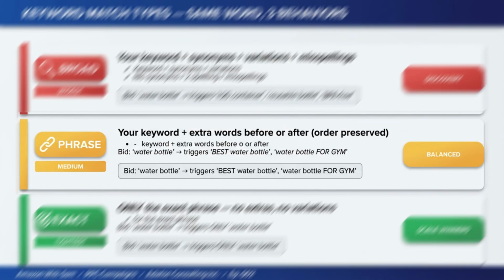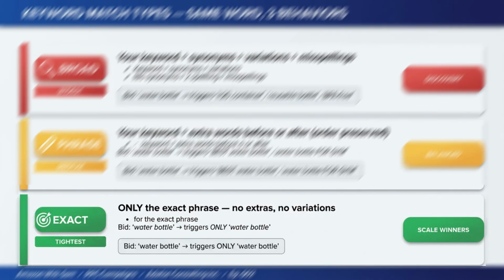Phrase, balanced reach. Use it when you want moderate volume but more relevance than broad. Exact. This is where the profit lives. Your top 10 proven keywords get their own exact campaign with tight bids and tight ACOS control. Most mature accounts have 60 to 70% of their manual budget in exact match performance campaigns.